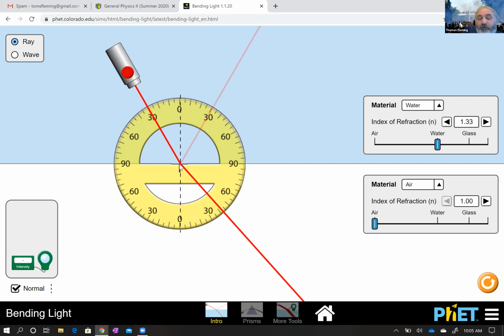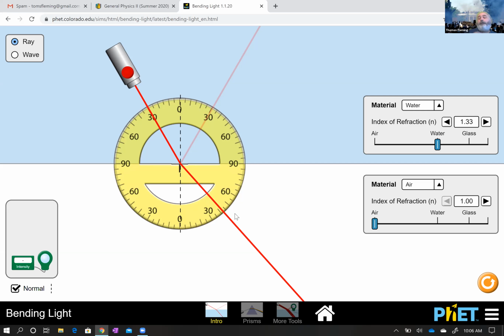My angle of incidence is still 30, but now what's going to happen is if I take 1.33 times the sine of 30, and then take the inverse sine of that, this should be about 41 degrees. So there's 30, there's 40, so 40 and change. Yep.